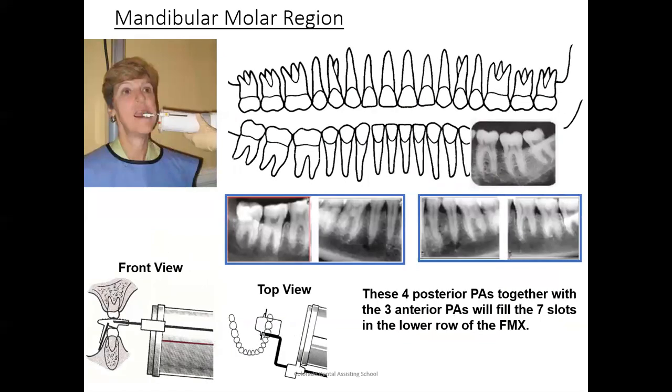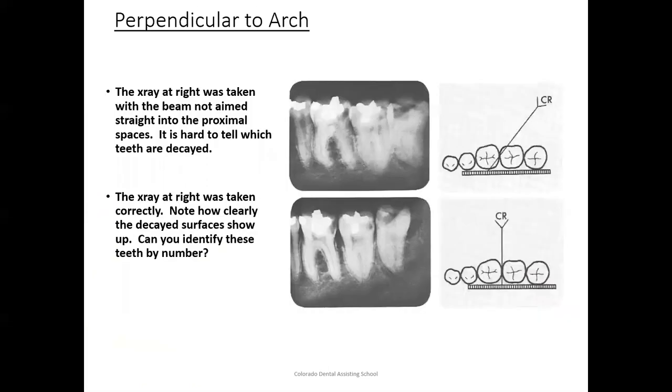This is showing you a posterior PA on the mandible. This is the lower left side. This is showing you a PA on the lower left as well, but their angle was off. So if our angle isn't straight with the ring, then we could possibly have some overlapping, and it's really hard to see in our proximal space.